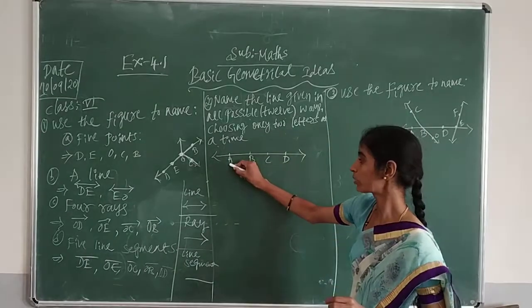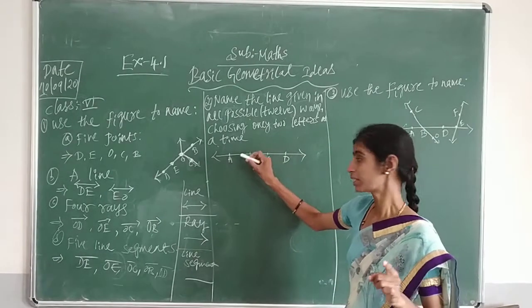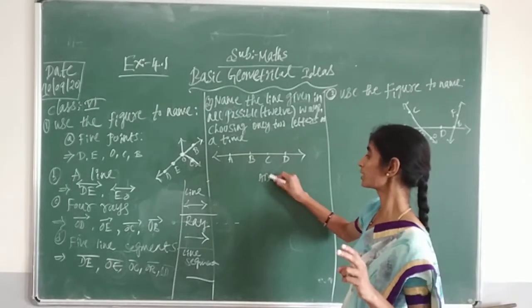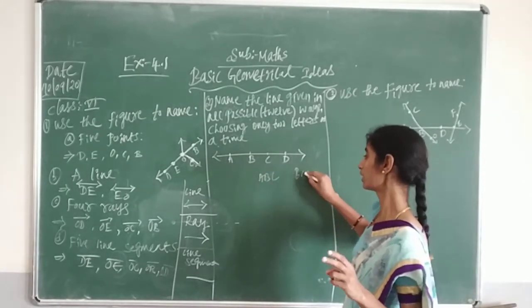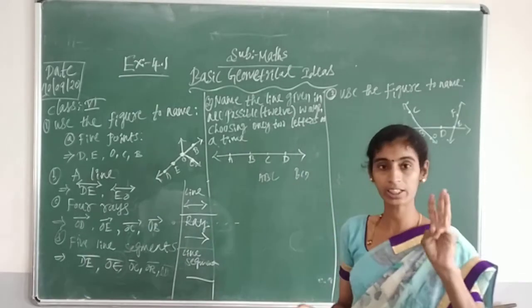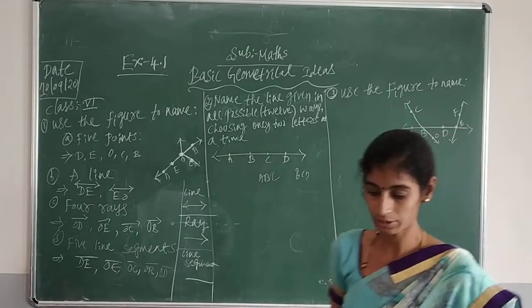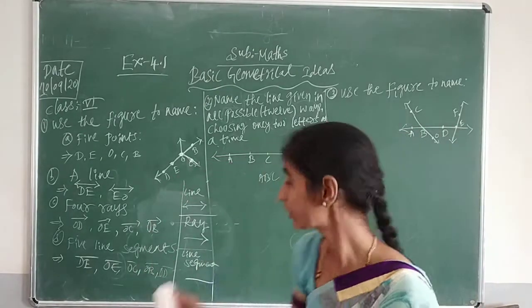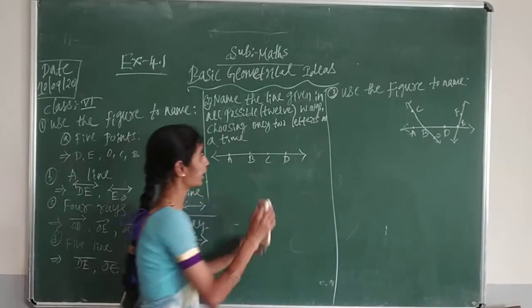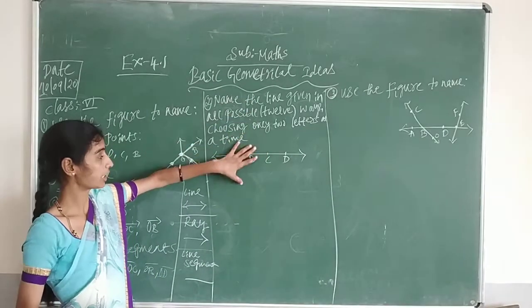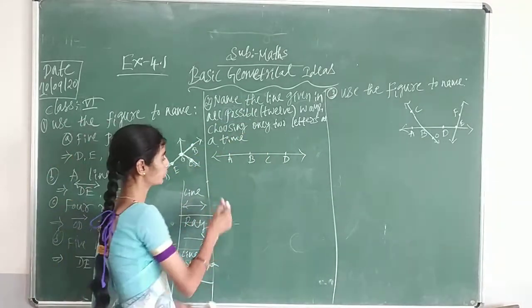Means first time you can take AB as one line. Second time only 2 letters you can take. You should not take A, B, C as one line, or B, C, D as one line. You should not take 3 letters. You need to take 2 letters. So taking 2 letters, you need to write. 12 lines are going to be got from this. So you need to write.